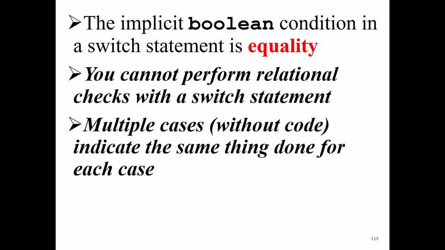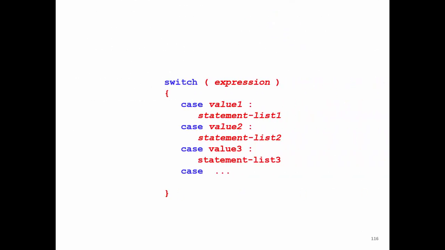So multiple cases without code indicate the same thing, doing the same action. We're going to see examples on this. So for switch, you give an expression, and if this expression equals value 1, you run the statement listed for value 1. If the expression equals value 2, and so on. It is not about true or false. The expression here is an integer value or a character value. So if the expression value equals value 1, you execute the statement belonging to value 1, and then you go outside. Then if the expression evaluates to value 3, you execute the statement for value 3.